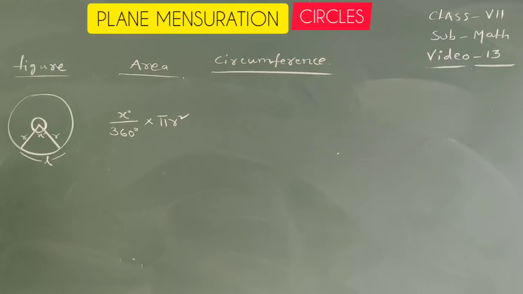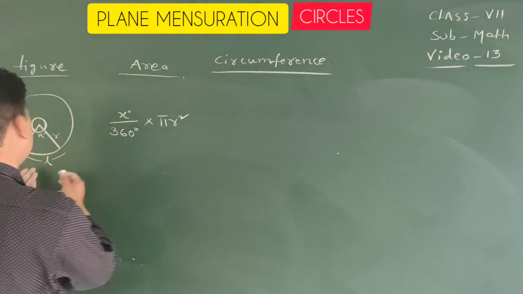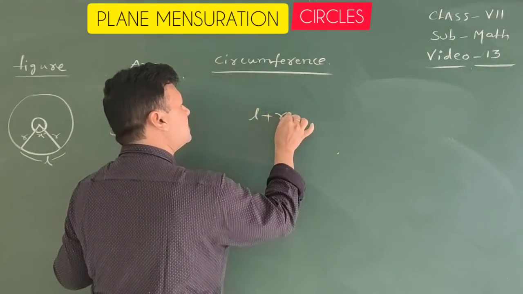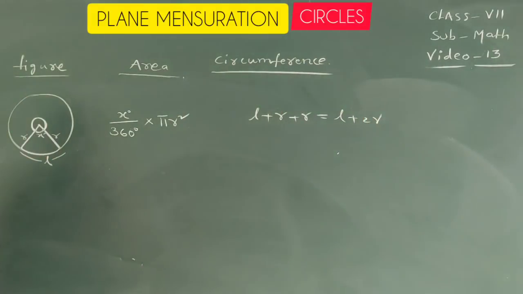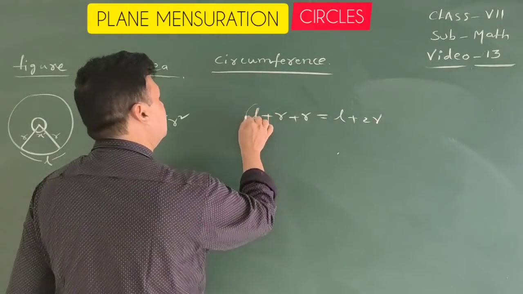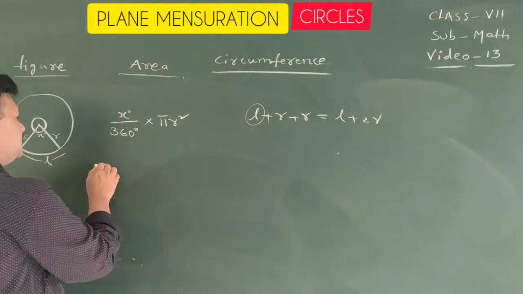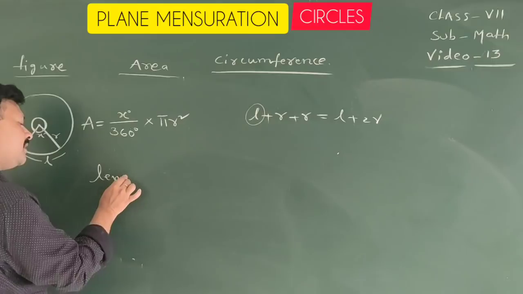Circumference. Before we learn the circumference, circumference means L plus r plus r. L plus r plus r is nothing but L plus 2r, which is the circumference. But what is L here? L means the length of the arc.